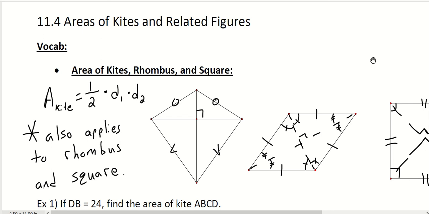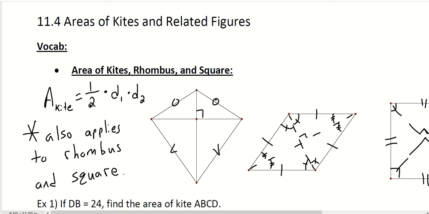11.4 areas of kites and related figures. First off, we have a new area formula for a kite. Area of a kite is equal to 1/2 multiplied by the length of diagonal 1 multiplied by the length of diagonal 2. Now, when we say diagonal 1 and diagonal 2, the diagonal runs from vertex all the way to the other vertex. So it's the length of the entire diagonal, not part of it.